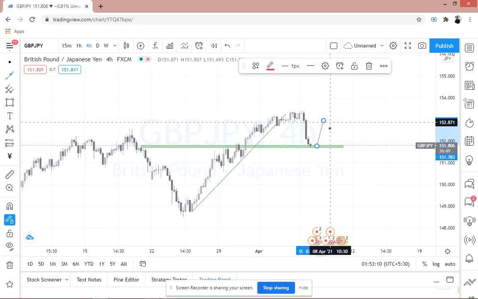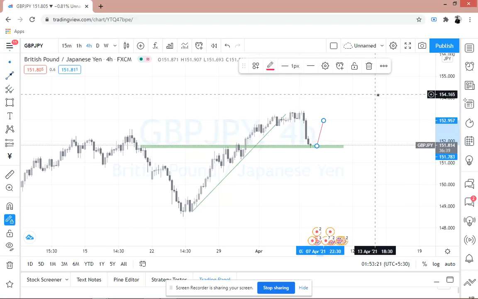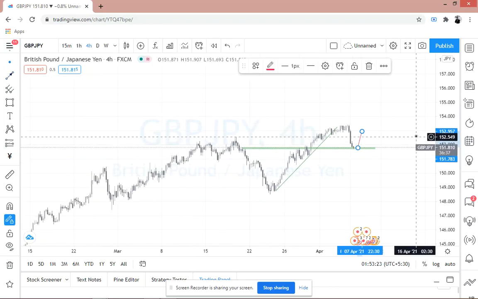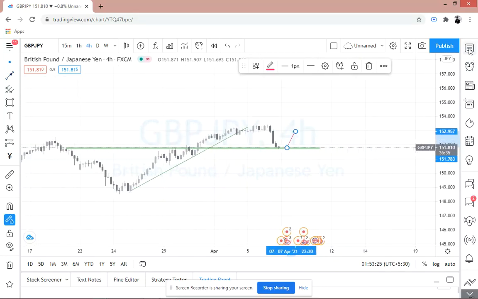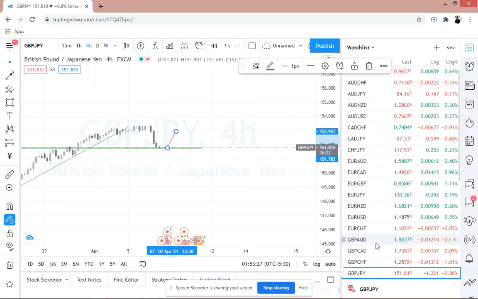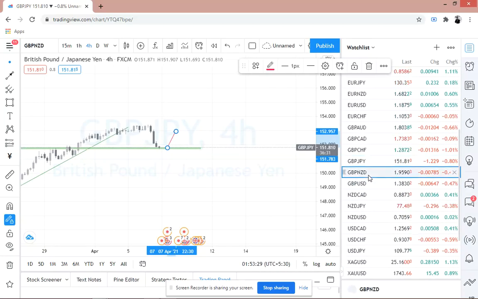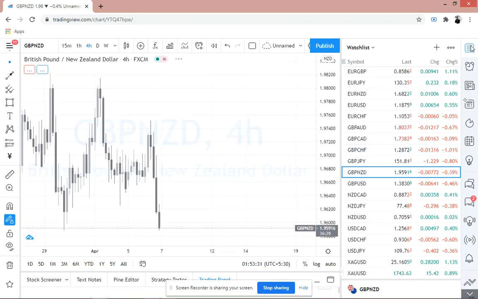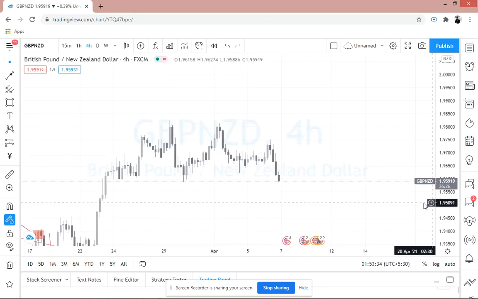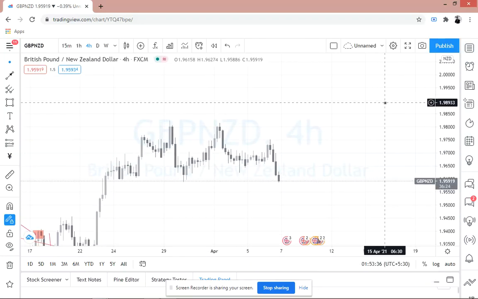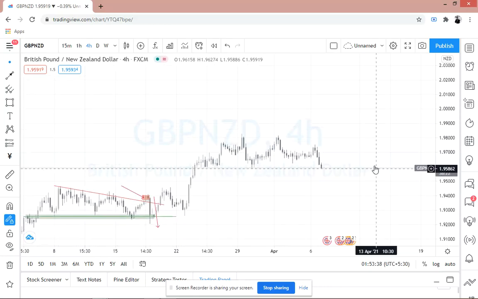GBP JPY, expect a bullish movement, except if the buyers are not interested. If the buyers are interested, we should expect a bullish move. Okay, just for us to go with the trend. GBP NZD, strong momentum of sellers. So let's see our setup.